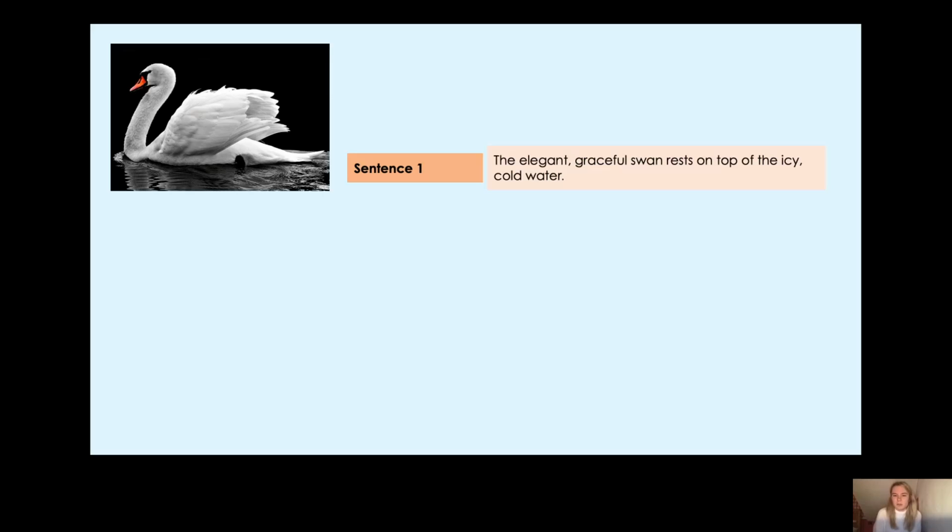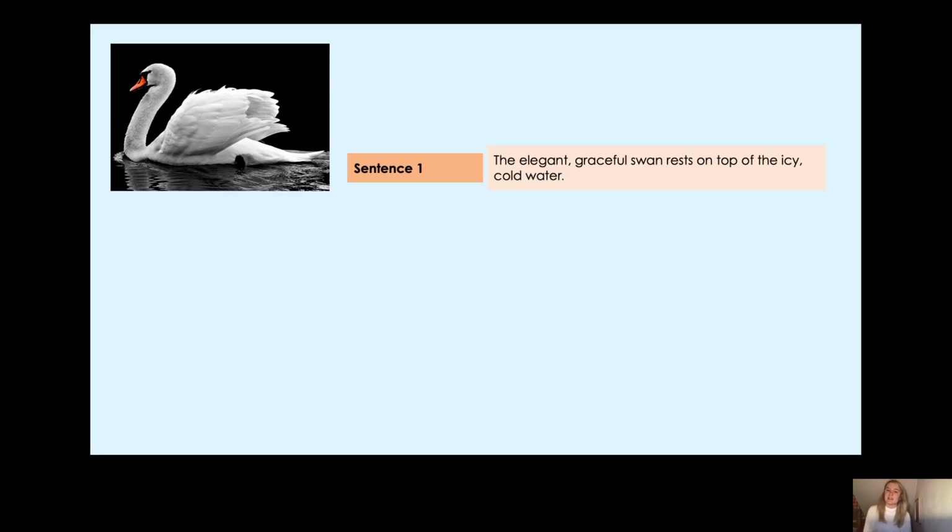Well, let's have a look at my first one. So my first one, I use the determiner the. And then I have 2 adjectives, elegant and graceful. And yes, look, I've included the comma in the middle of them. And then I've got my noun swan. Okay, so I've included all the different parts. In my second one, I've also included all of the parts because I've got my determiner the, I've got my 2 adjectives, icy and cold, and then I've got my noun water. Can you check now that you've included all of the parts in your expanded noun phrase?